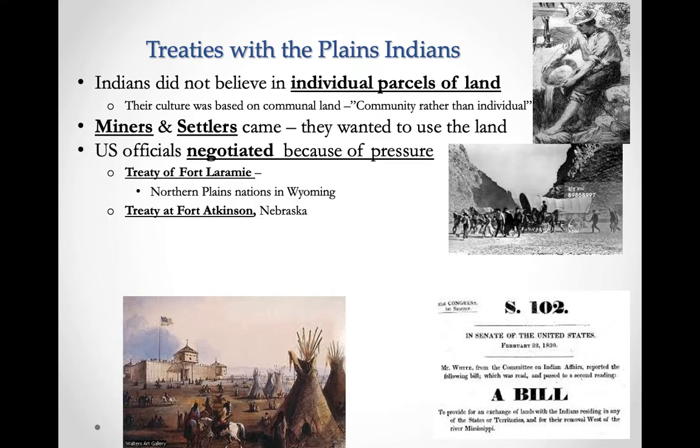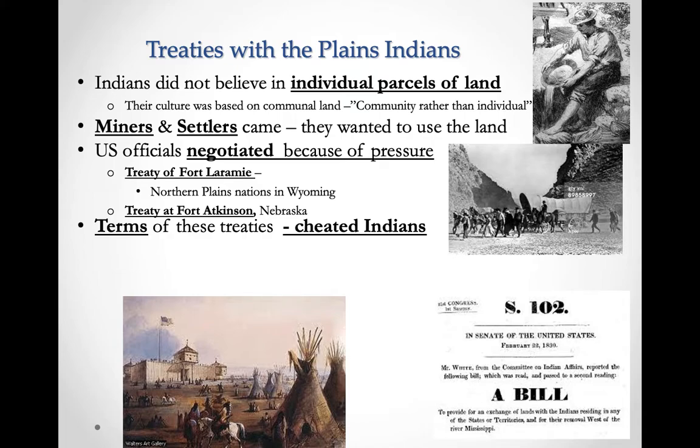In order to gain access to the land, U.S. government officials negotiated a series of treaties with Native Americans, including the Treaty of Fort Laramie with the Northern Plains nations in Wyoming and Montana, North Dakota, and South Dakota, as well as the treaty at Fort Atkinson in Nebraska. These treaties, in many cases, benefited the settlers significantly more than the Native Americans.